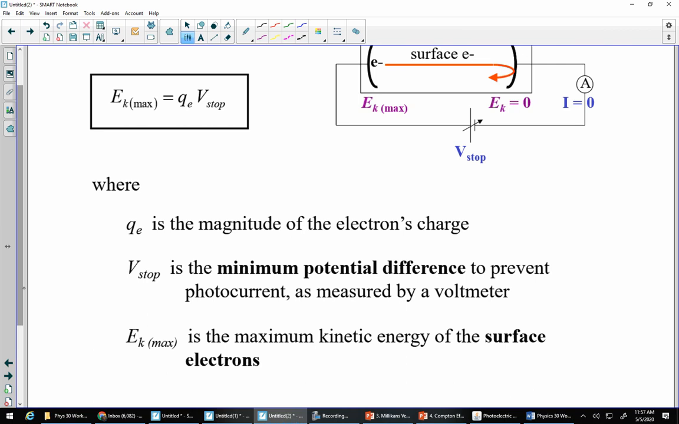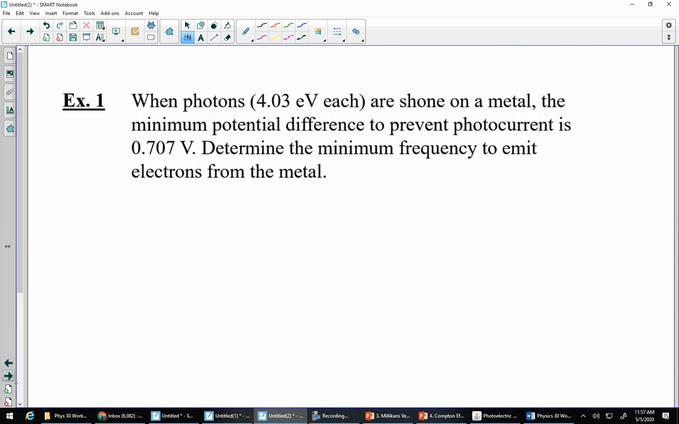So remember, we could have joules or electron volts, but in this case, because we're dealing with charge and because we're dealing with volts, which are joules per unit charge, it has to be measured in joules. So do not use electron volts for this one, long story short. Cool, so let's check out a real quick example here.